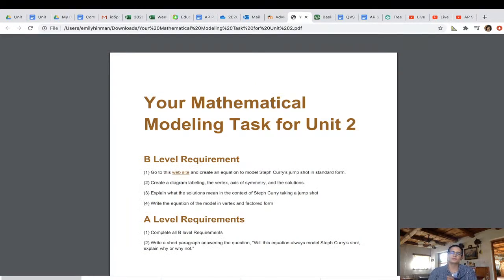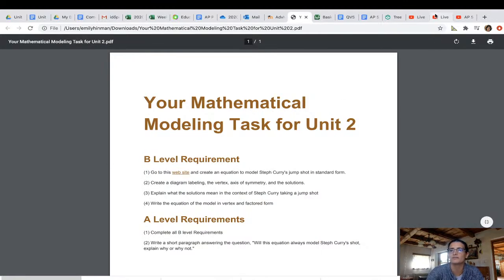What I'm really looking for in this is that you fluidly move between vertex form, standard form, and factored form, and you understand what each of those forms gives you.